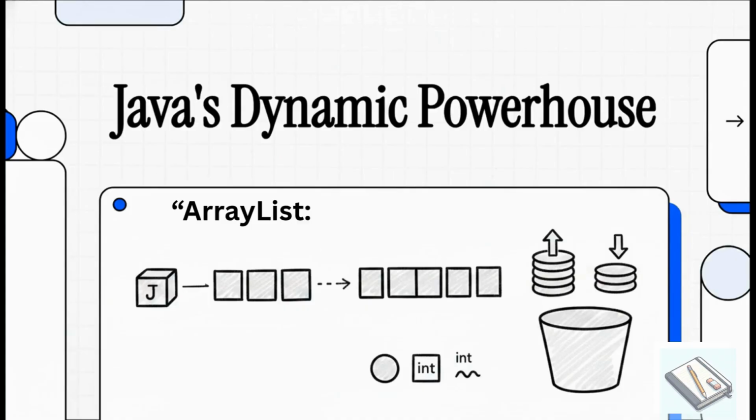If you've spent any time with Java, you have definitely run into the ArrayList. I mean, it's a total workhorse, a real powerhouse data structure. But do you actually know what's going on under the hood? Like, really know? Well, that's exactly what we're going to break down today.